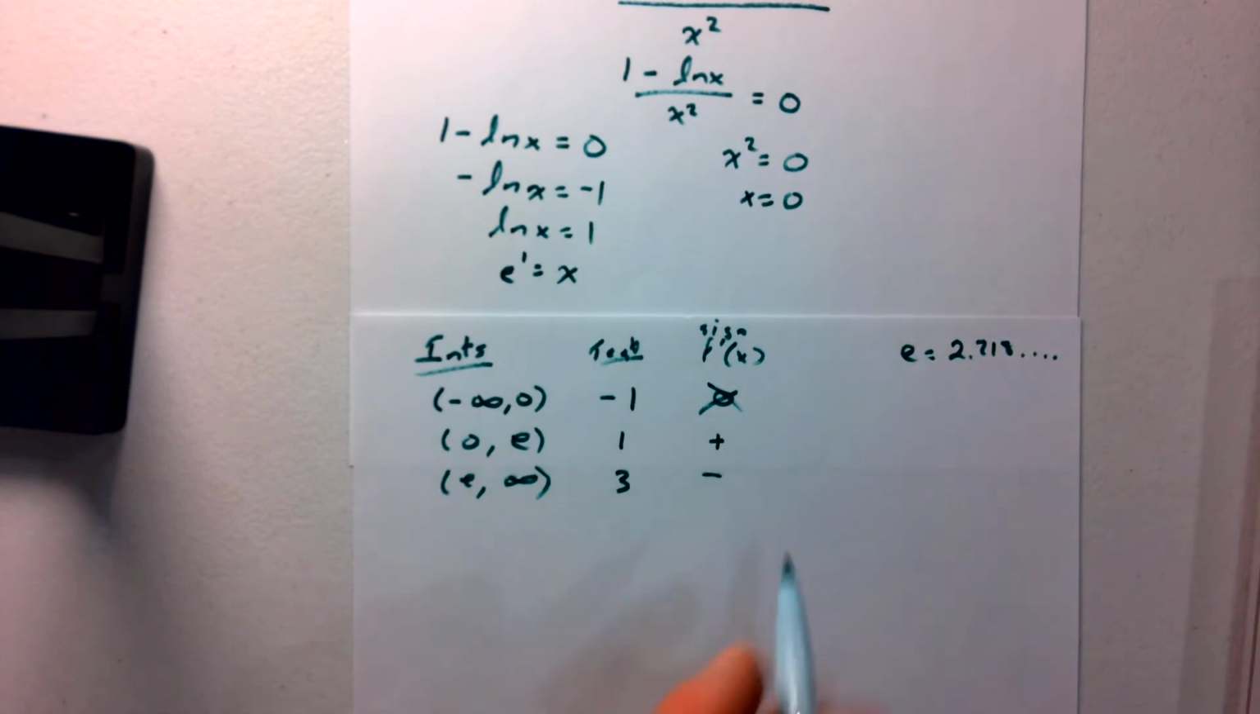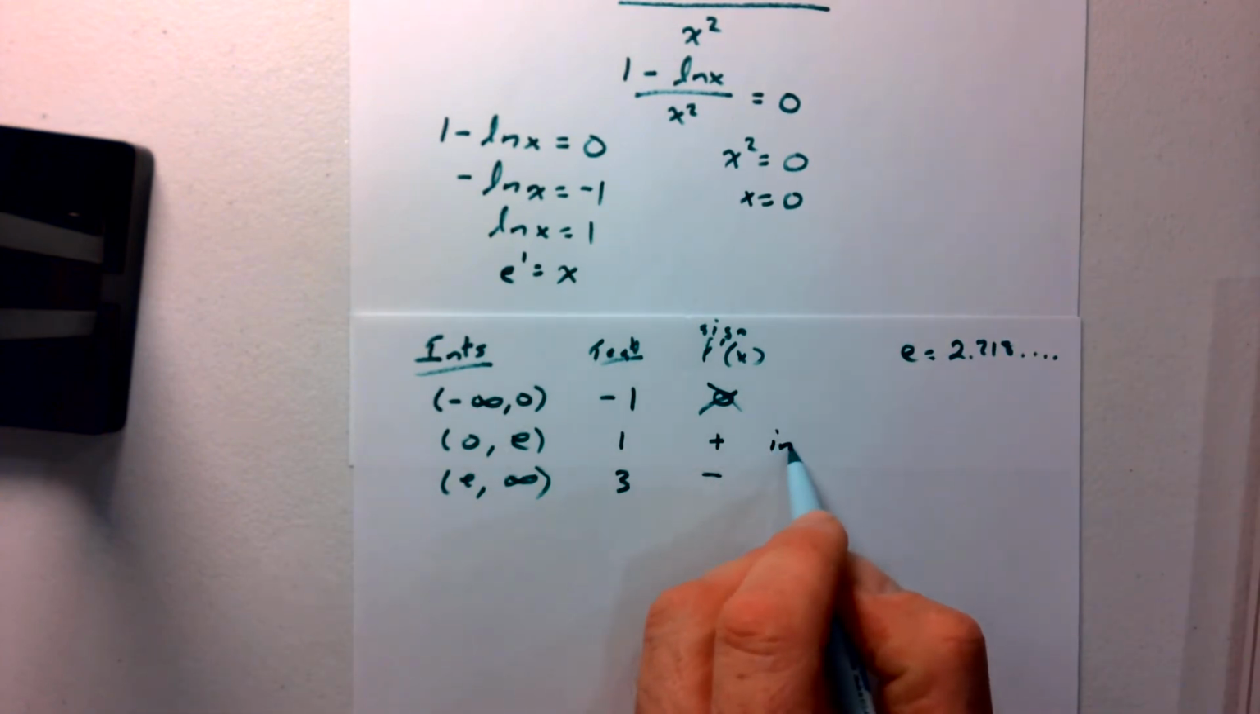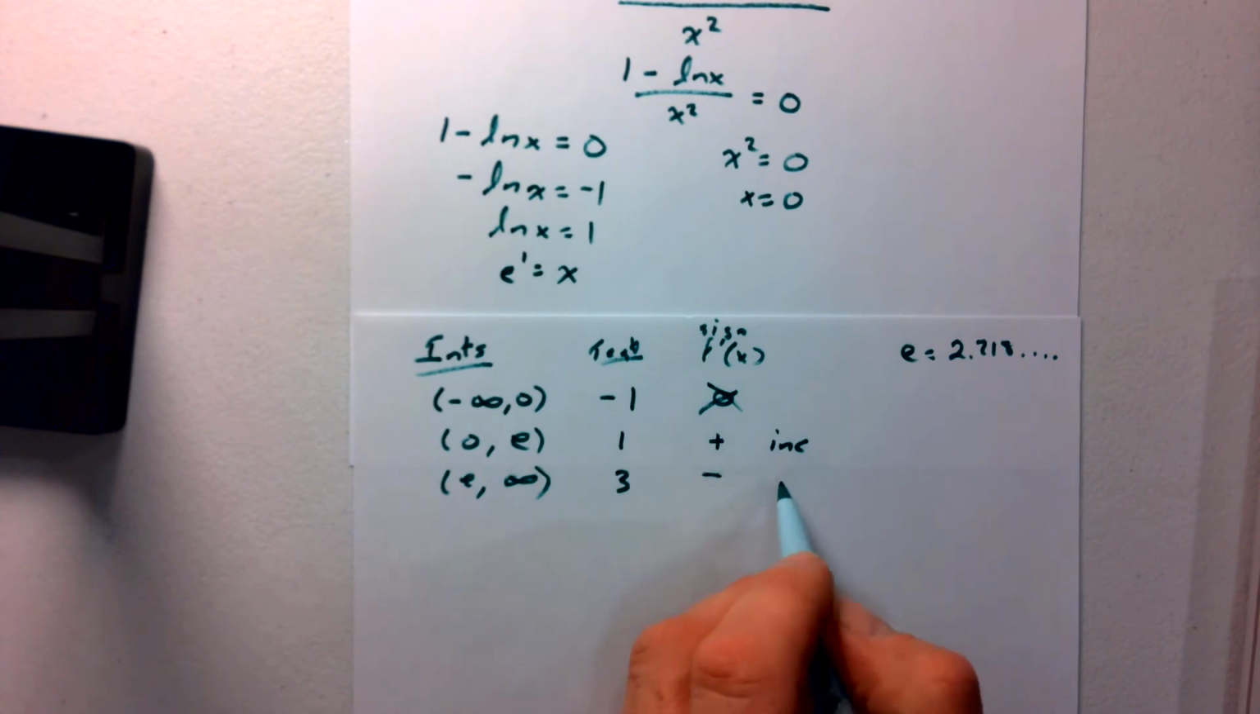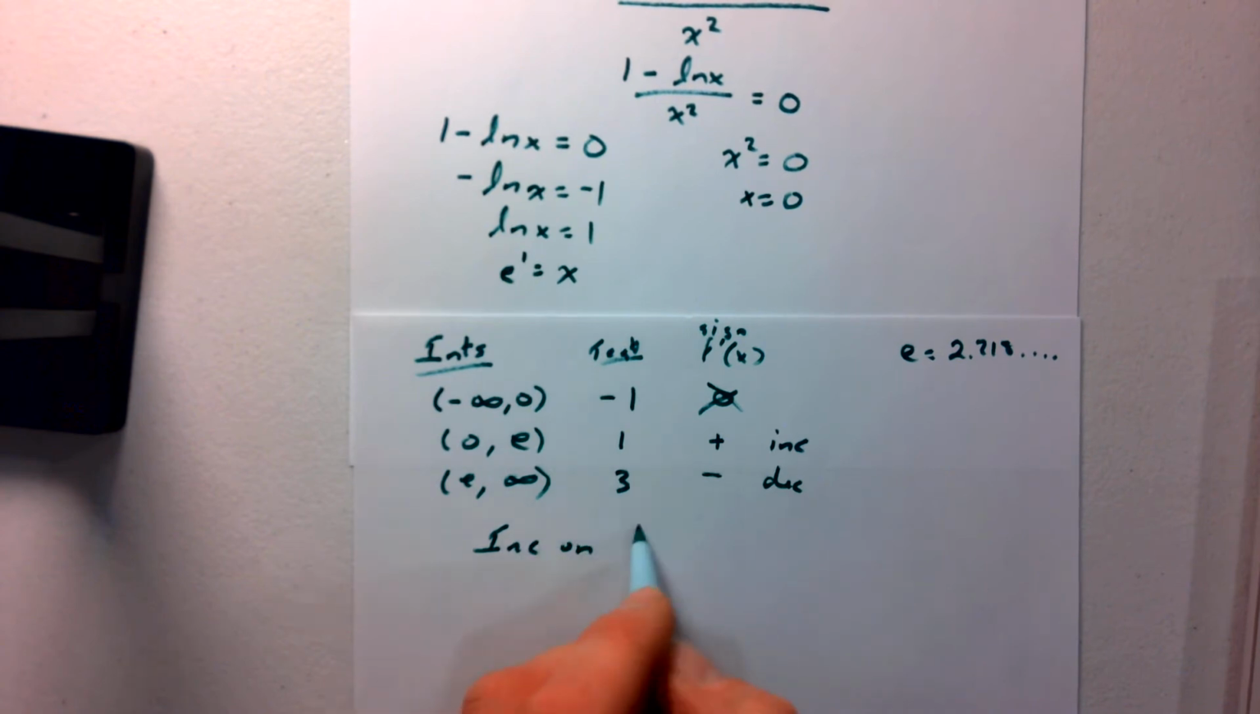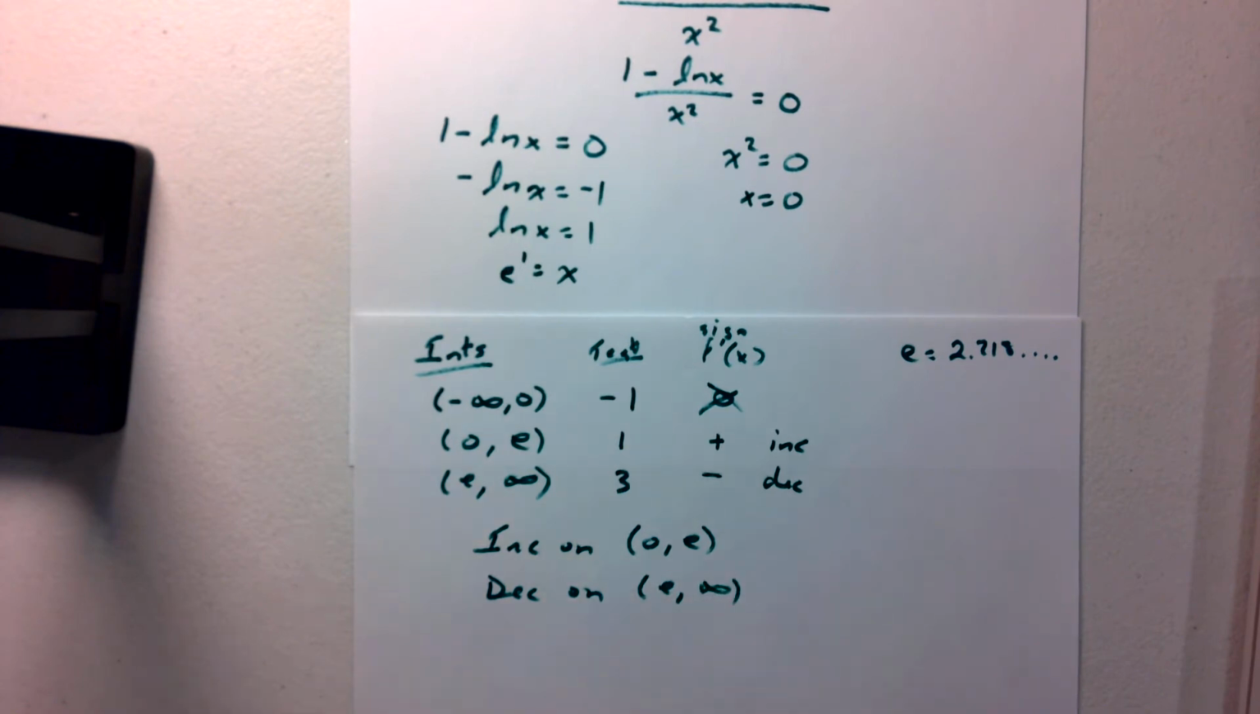So what does that tell me? Well, it tells me we're increasing here on 0 to e, and we're decreasing from e to infinity. So increase on 0 to e, decrease on e to infinity.